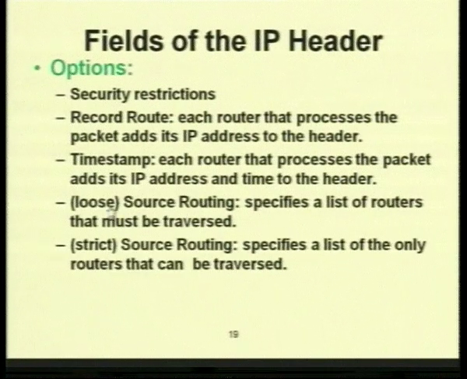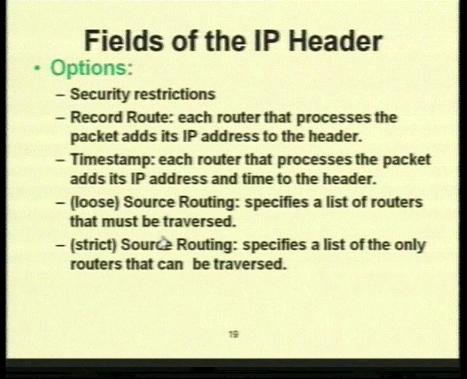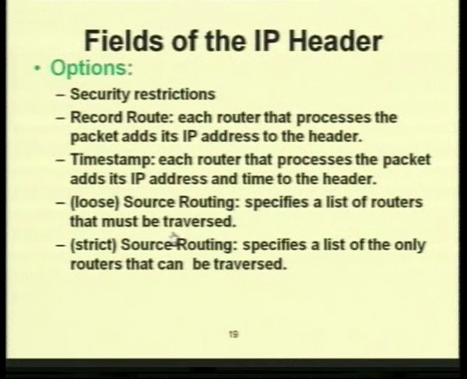Then we have something called source routing. There are 2 options here, loose source routing and strict source routing. Here, the source can specify the complete route to be taken to the destination, that is, a list of routers that must be traversed. Loose source routing just gives you a list of routers, not necessarily in that exact order. Strict source routing specifies exactly that list of routers, which needs to be traversed in that particular order. This is done when the source wants to have control over how the packets are sent, rather than allowing the routing protocol to determine it.